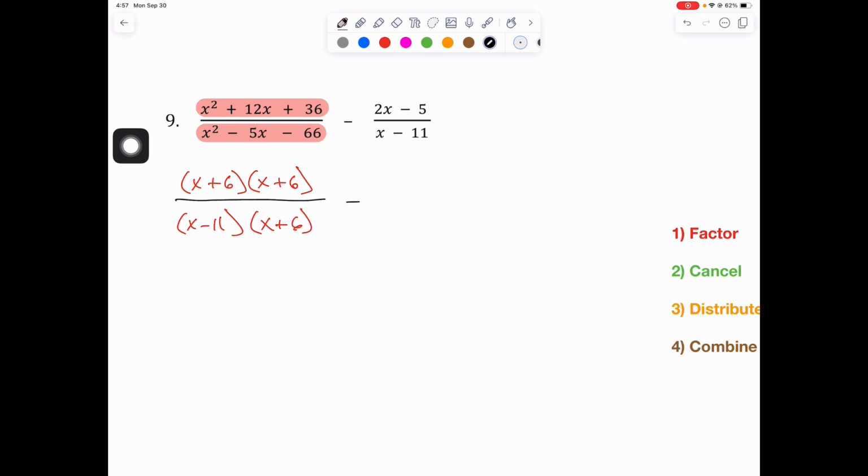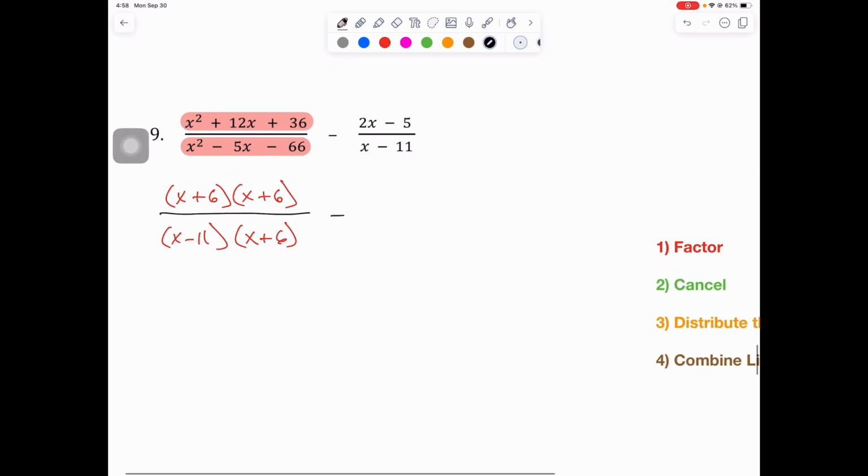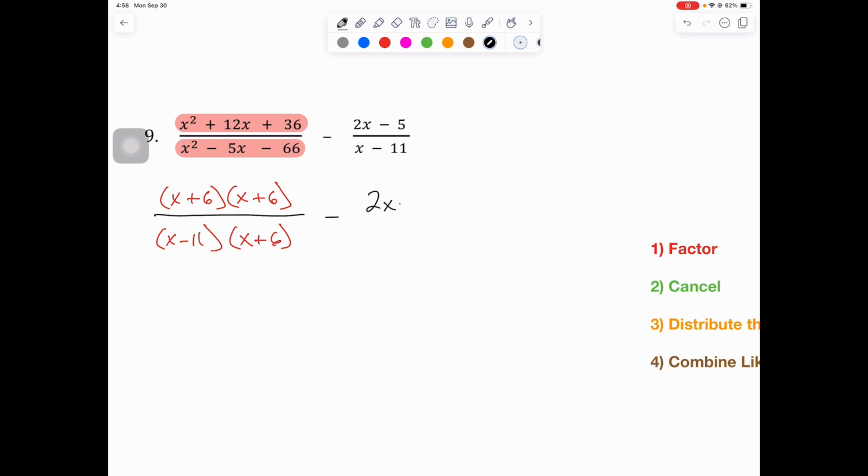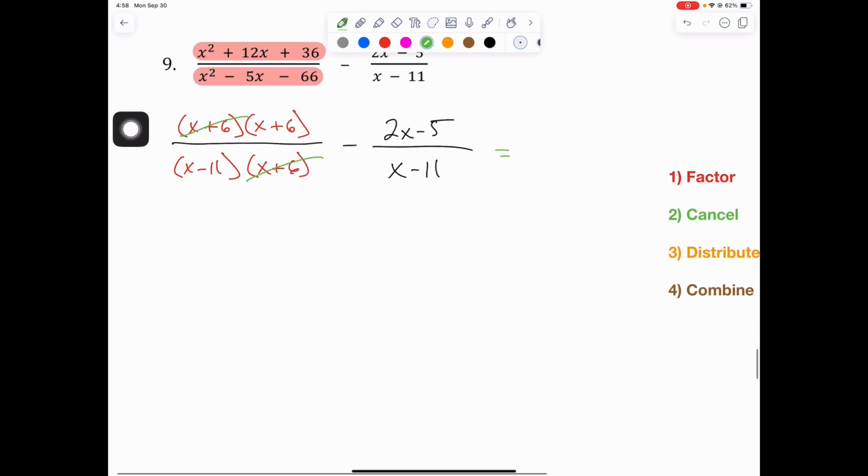I'm going to rewrite my subtraction symbol there. I'm going to set it over 2x minus 5 over x minus 11. Again, we can only cancel up and down. We can't go diagonal because we're not multiplying. We can only go up and down because we're subtracting. So let's take a look at what we can cancel. Start here, x plus 6 and x plus 6. Can't combine or cancel anything there. So let's just go ahead and rewrite this all in green of what's left.